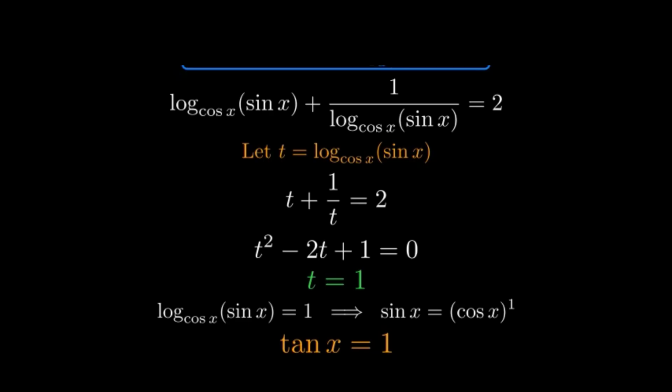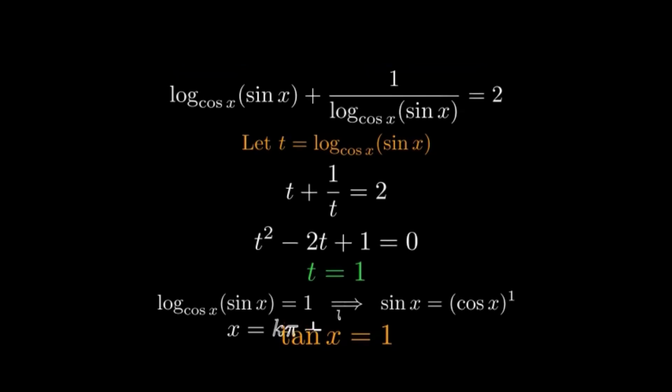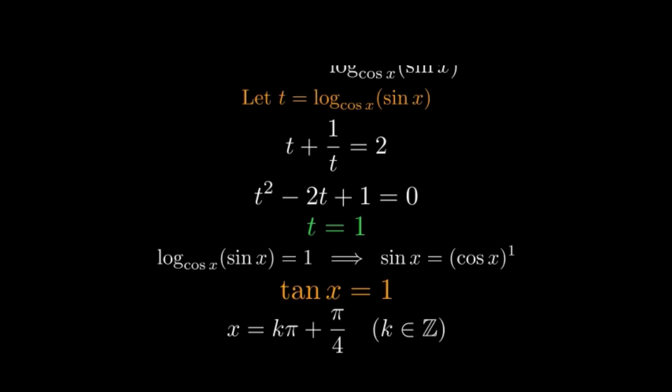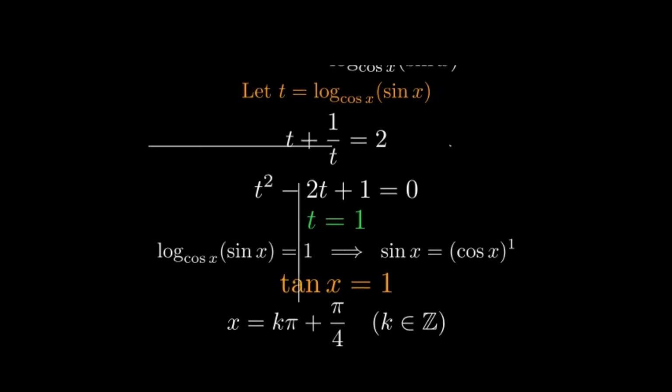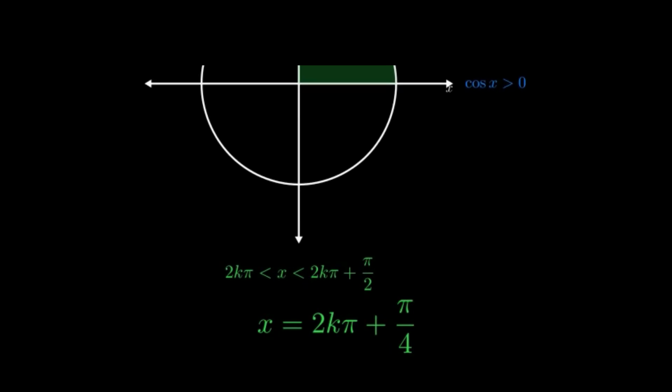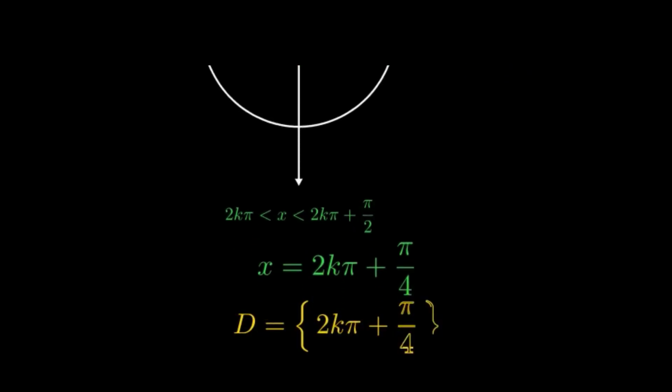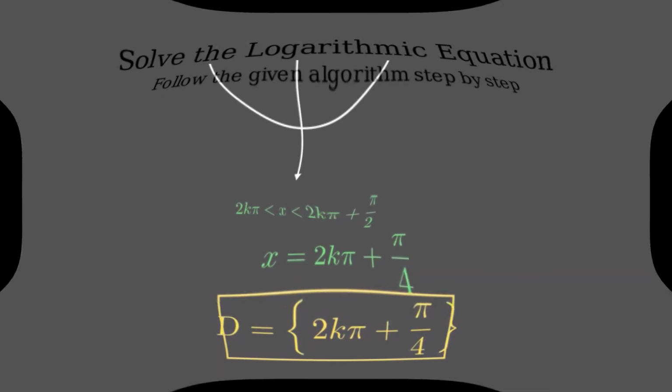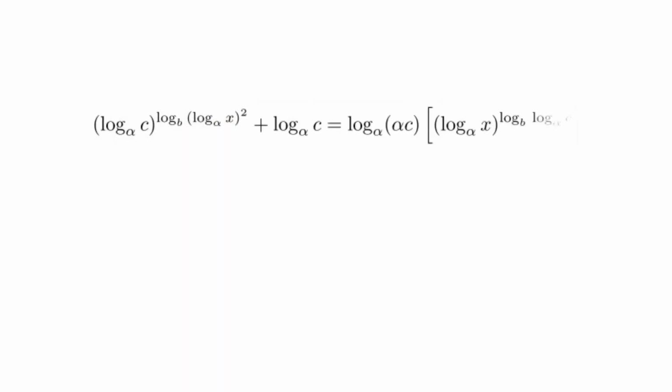Step 7. The general solution of tangent x equals 1 is x equals k pi plus pi over 4, where k is any integer. Step 8. From our domain, x must lie in the first quadrant, so we keep only the angles of the form 2k pi plus pi over 4. Therefore, the solution set is the set of all x equal to 2k pi plus pi over 4. We will also write the domain conditions under which every logarithm is well defined.